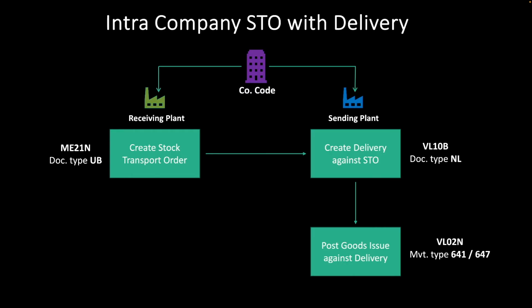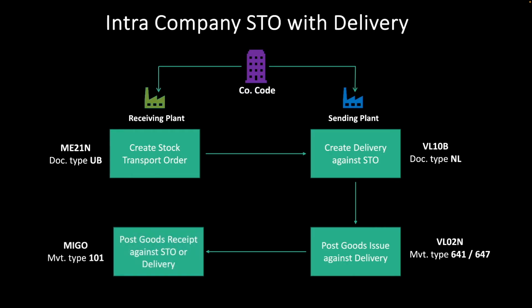Now once the goods issue has been done, the receiving plant will create the goods receipt. The movement type again will be 101 only, but this time you can create this goods receipt against the delivery document, that is the outbound delivery, or against the STO. If you create against the delivery document, then the whole delivery document flow will get updated, and in the sending plant also you will be able to see all the documents which have been posted in the flow.